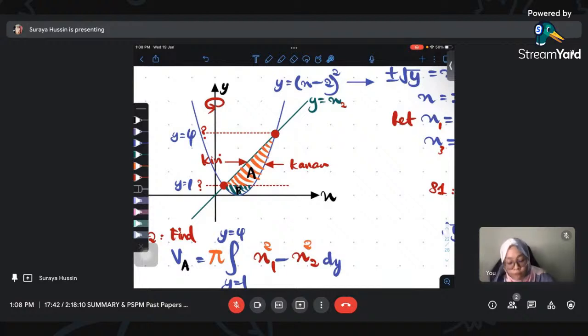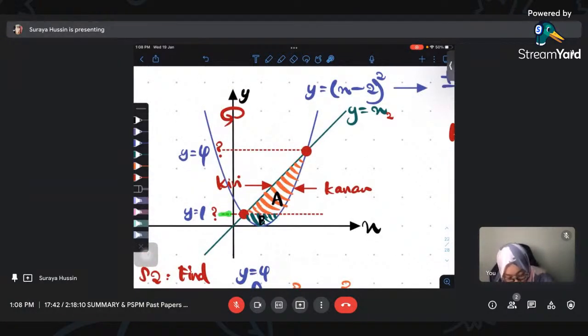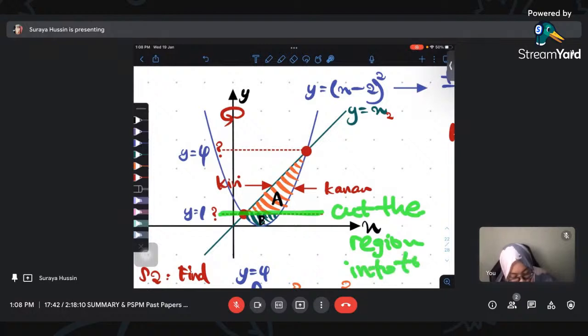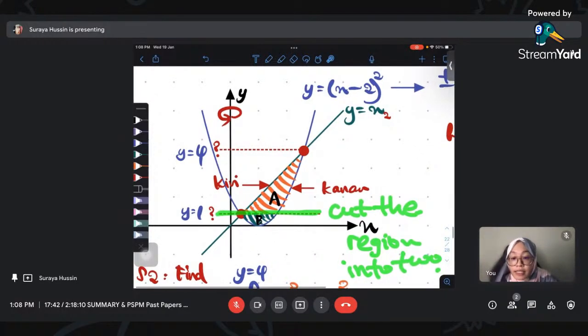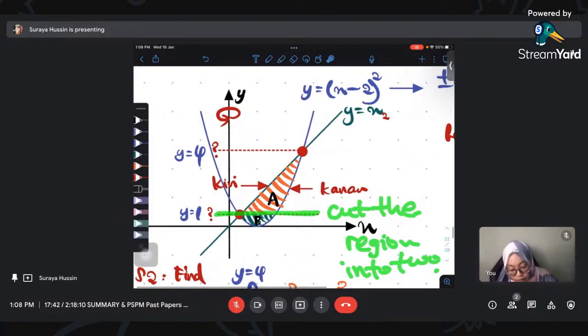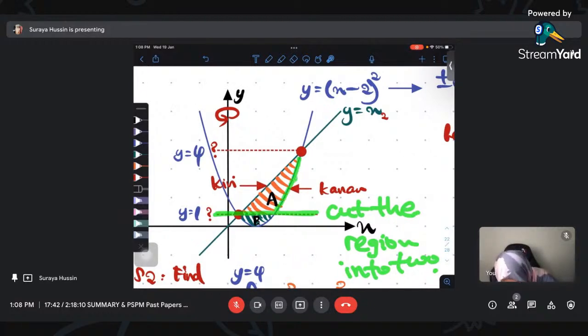Untuk mengelakkan confusion kita, kita better cut it. Cut the region into two. Okay? Just cut the region into two, A and B. Sebab kita akan nampak atas ni adalah quadratic. Bawah ni, kenapa saya cakap atas bawah? Kanan ni adalah quadratic, kiri ni adalah linear. So in this case, kanan pula tolak kiri. Kanan tolak kiri. That is the region of A.